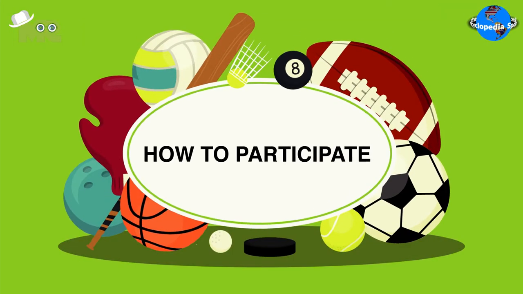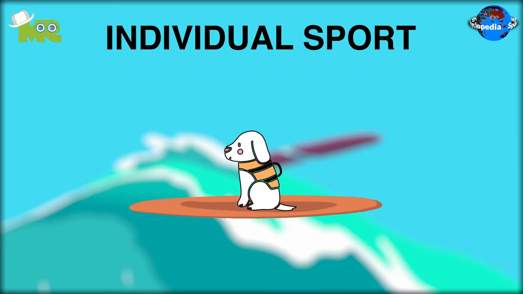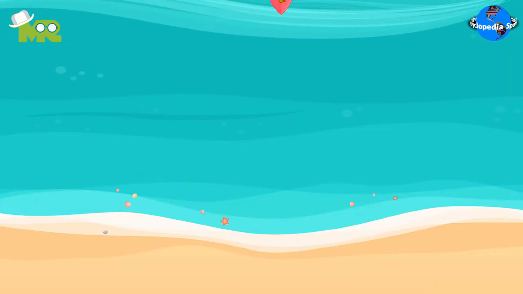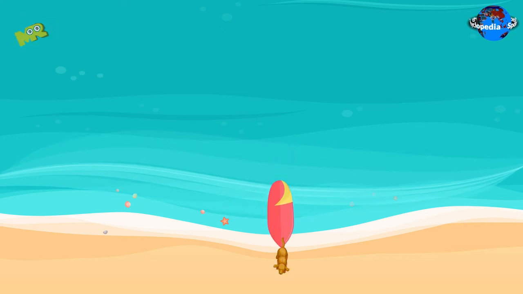How to participate in dog surfing? Dog surfing is an individual sport in which dogs compete against each other. The competition usually takes place in the ocean or pools in which waves are controlled.